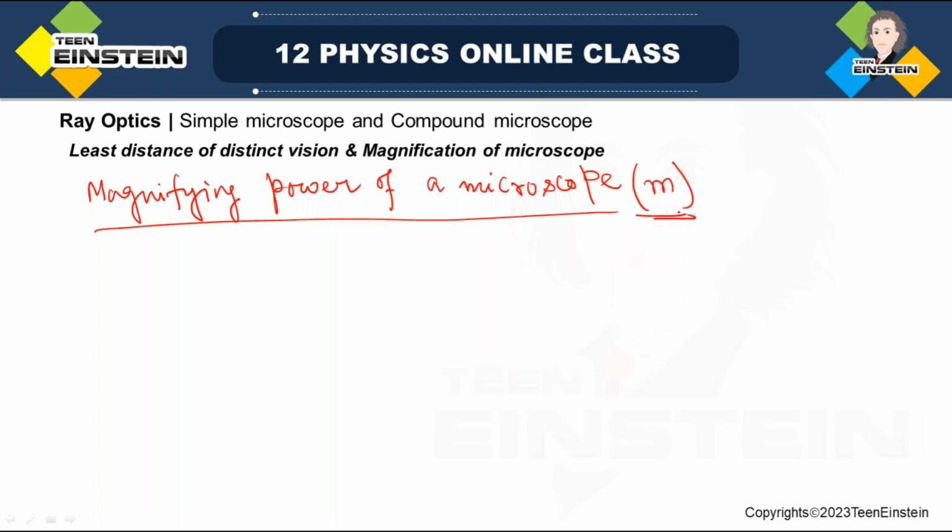So this magnifying power is the ratio. Okay, let me just first write this in terms of sentence.